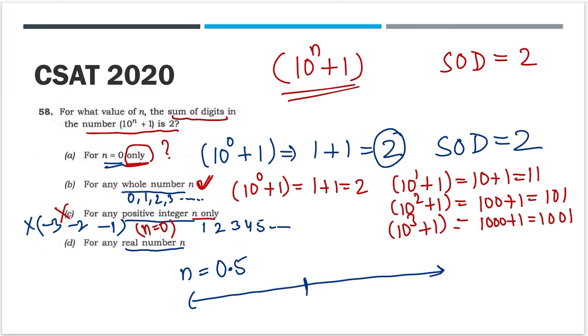So this option cannot be the answer because they have left out n equal to 0. For the first option, n equal to 0 only, this option is also not correct. Why? Because for n equal to 1, 2, 3, 4, it's also true. So that is why option A is also not an answer. Now we are left with option B and option D.